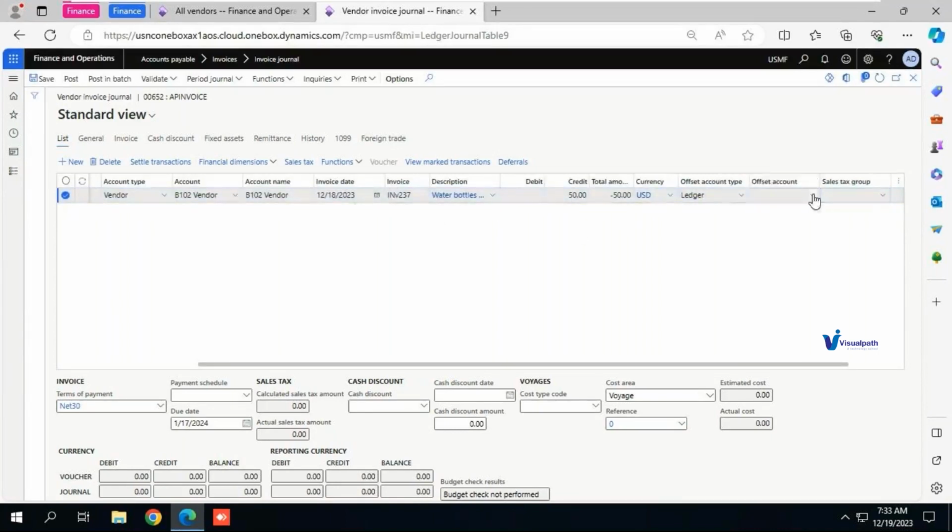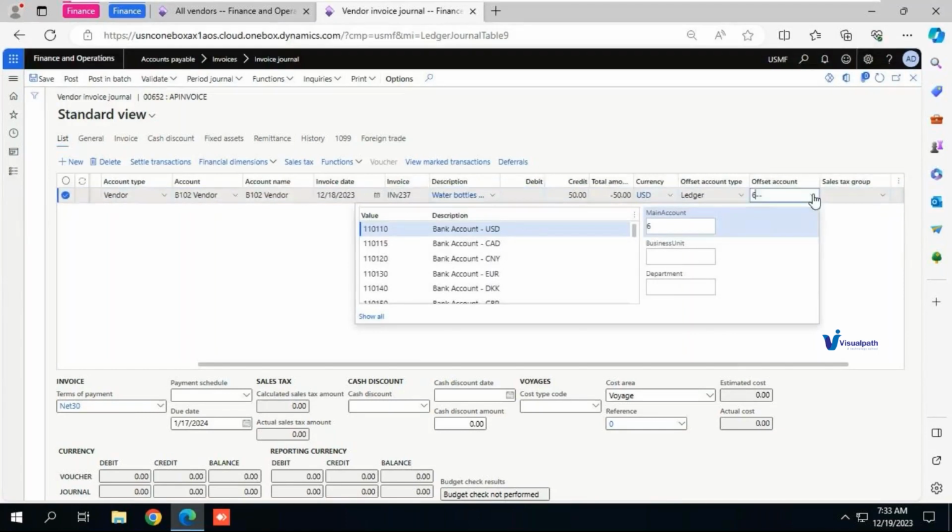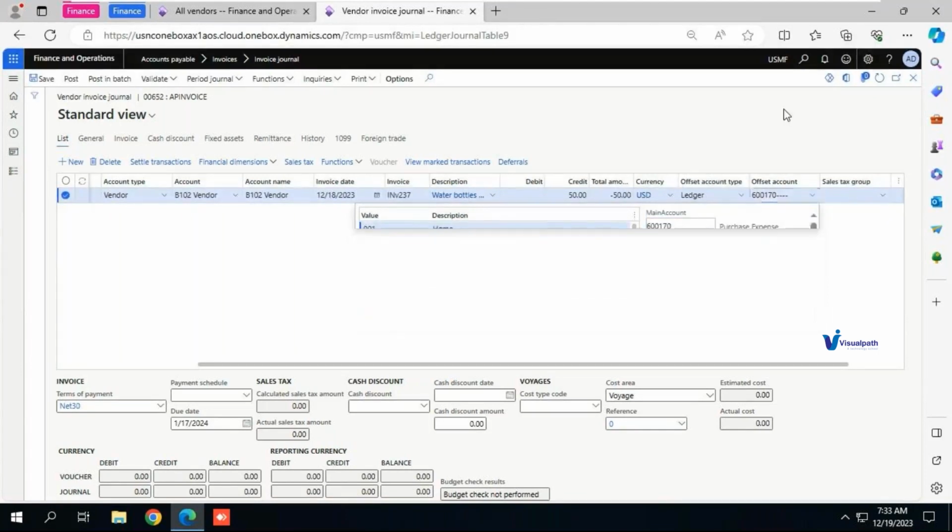And now here, what have you purchased? I have purchased water bottles. So here I need to create water bottle expenses. So I'm selecting one expense. This is water bottle expenses. Water bottle expenses and vendor account credit. Now click on save. It will show you debit and credit 50. So I need to click on post.